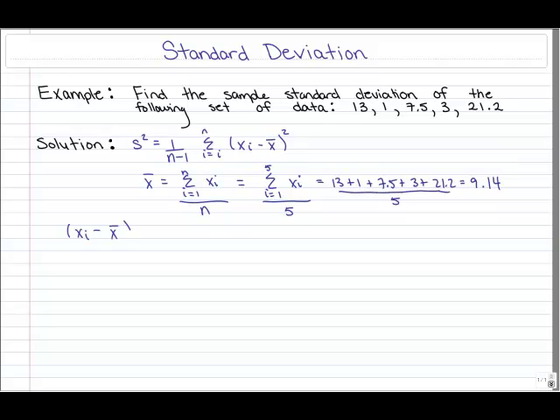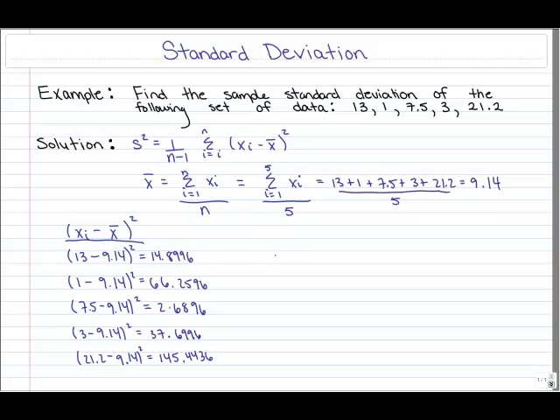So what I'm going to do here is create a chart showing every single data point, so the first one being 13, minus the mean of 9.14, and we need to square that, which gives us 14.8996. Now you need to do this for every single data point because you need to add the resulting answers. So here we can easily find the variance, which is denoted by s squared, to be each of these values added up divided by n-1.